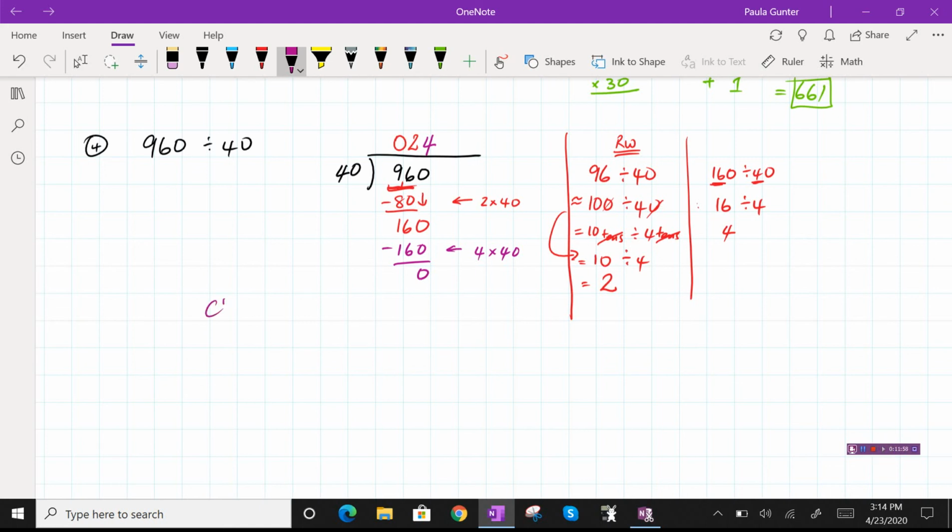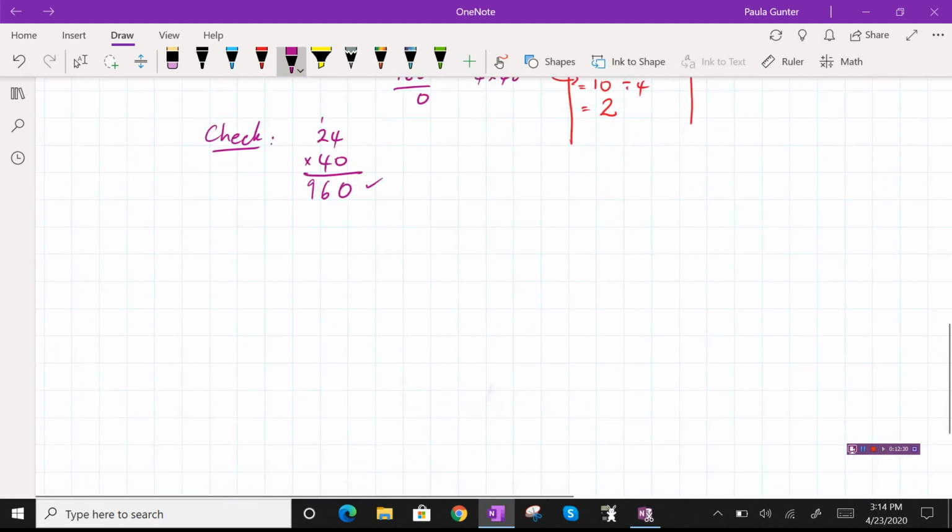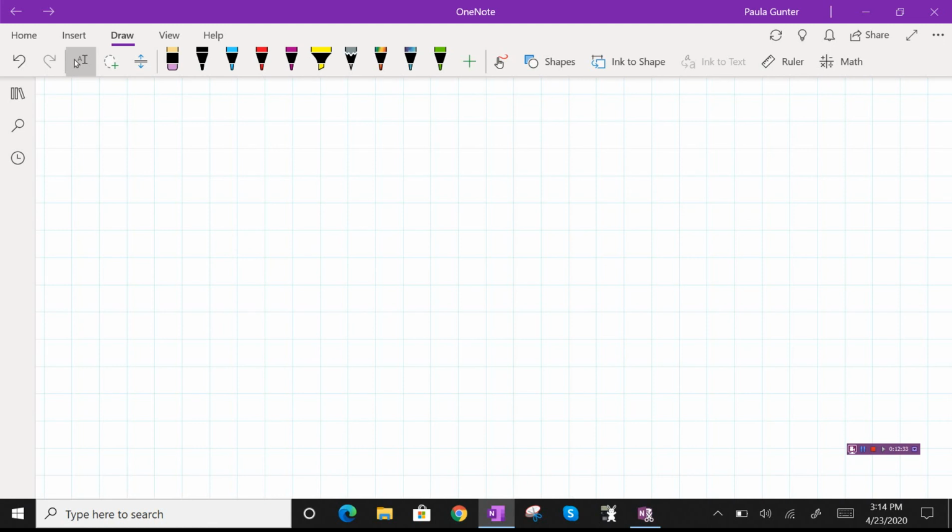Finally, you should check that 24 times 40 will end up giving you 960. Using the 0 to hold the place, I'm now multiplying by the 4 in the tens place. 4 times 4 is 16, carry 1. 4 times 2 is 8 and 1 is 9. So I'm absolutely sure that the answer to this is 24. Let's do one more just to make sure that you have it. And again, this is all because we're dividing or using divisors that end with a 0.